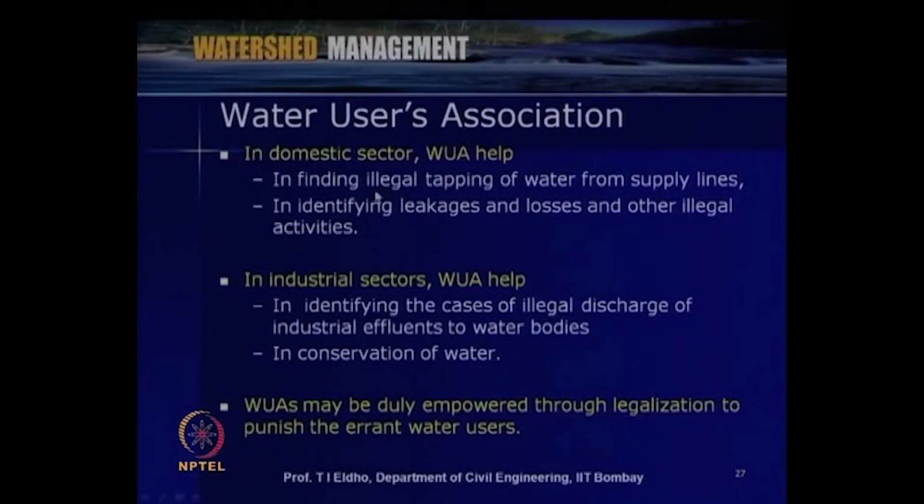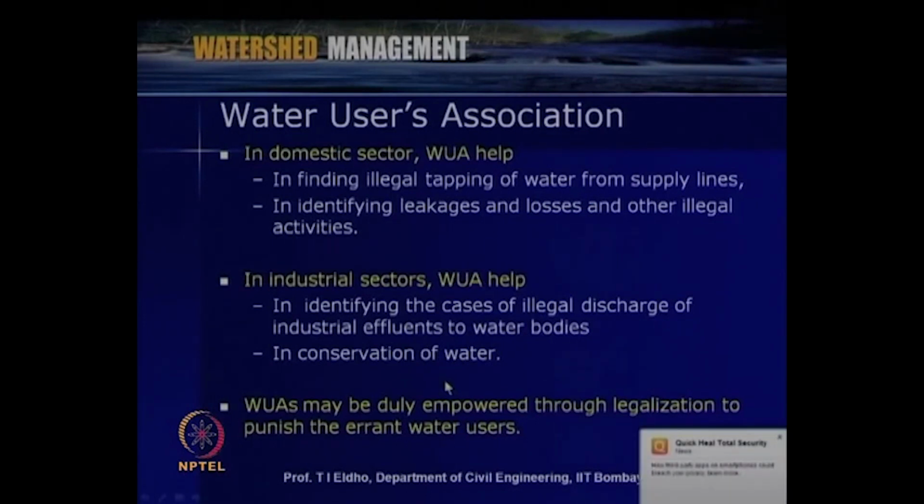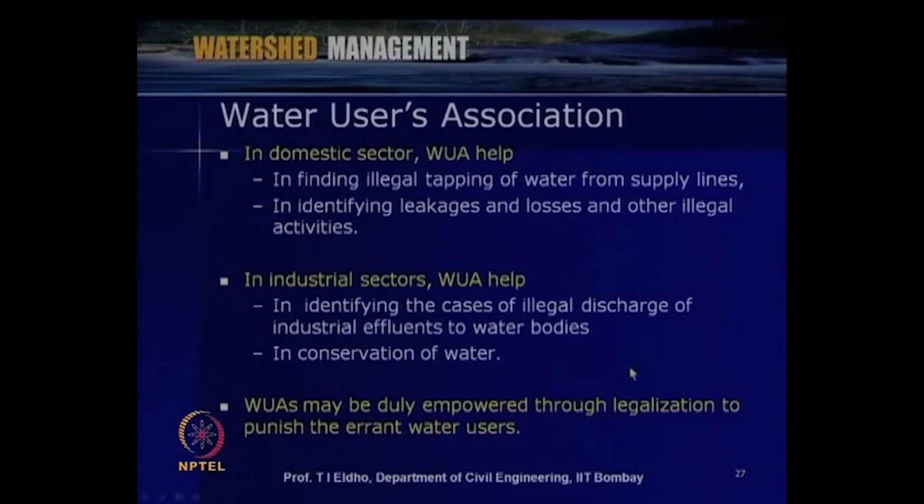And then in the domestic sector, the water user association can help in finding illegal tapping of water from supply lines. They can identify leakages and losses and other illegal activities. So, that way water user association will be very effective. Then in industrial sectors, water user association helps in identifying cases of illegal discharge of industrial effluents to water bodies, and in conservation of water. Then water users association may be duly empowered through legalization to punish the errant water users. So, wherever it is, an industry, domestic or agriculture sector, we can give appropriate powers to the water user association so that they can punish the errant users, so that effective utilization is possible.